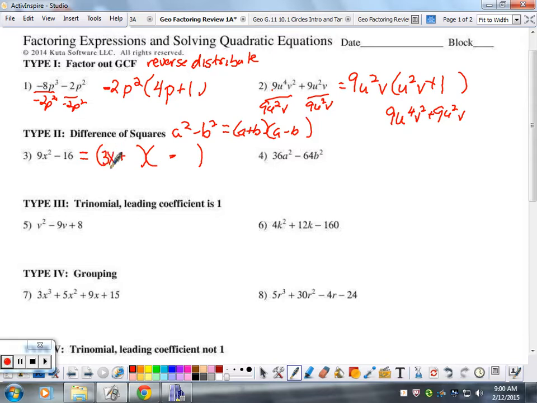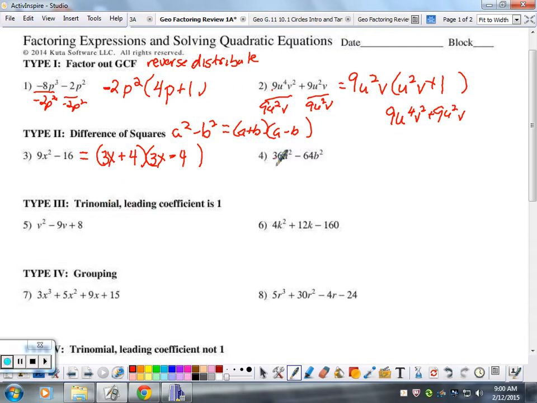3x, right? You take the square root of both those things. And what's the square root of 16? So 3x plus 4, 3x minus 4. You can say 3x minus 4, 3x plus 4. Either way, right? Commutative property of multiplication. Now it's coming back. Awesome.